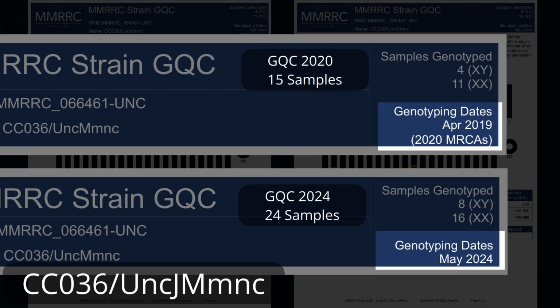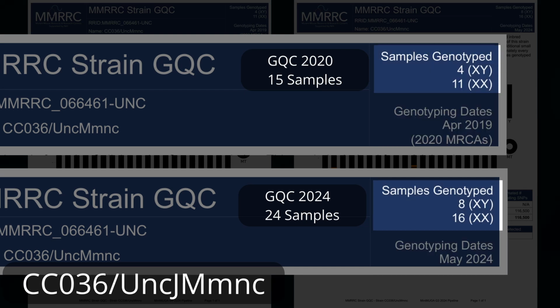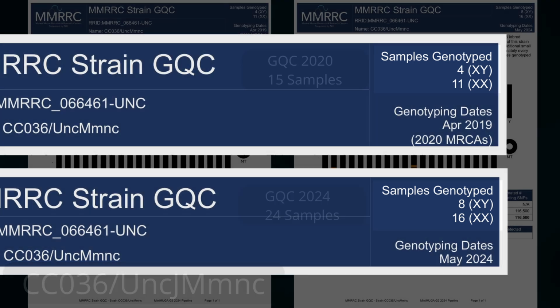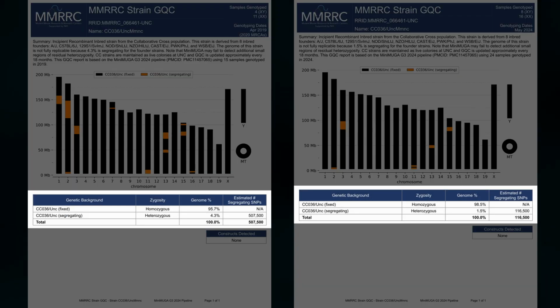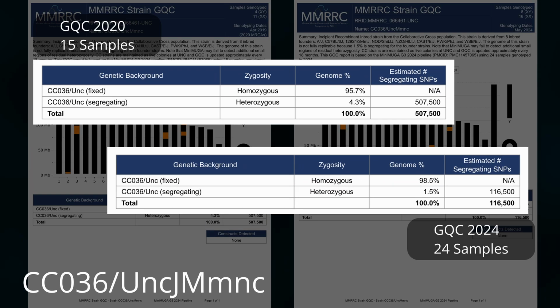First, the date of the report will change over time. Second, the number of samples genotyped is typically much higher, as they represent the entire complement of breeders at that time. Third, the fraction of the genome that is segregating will decrease over time.